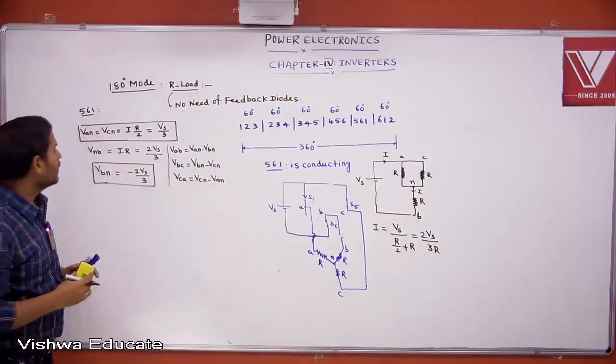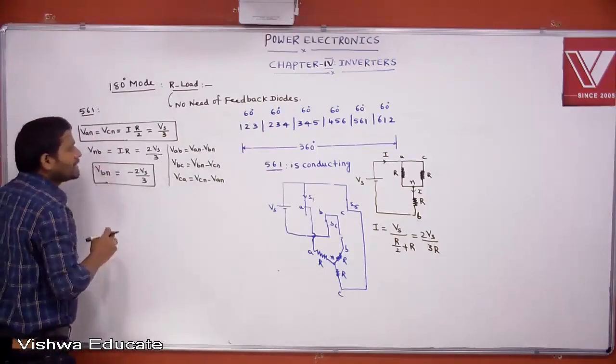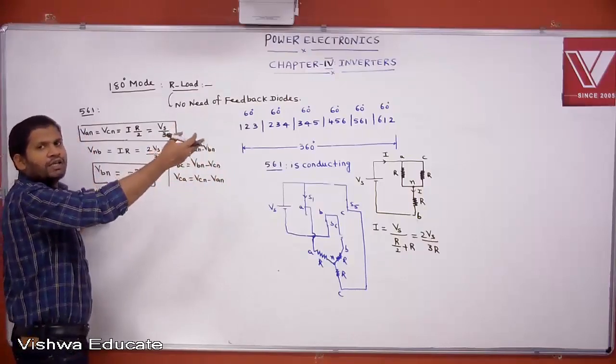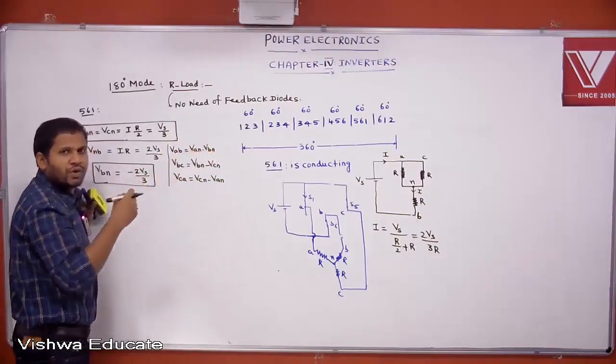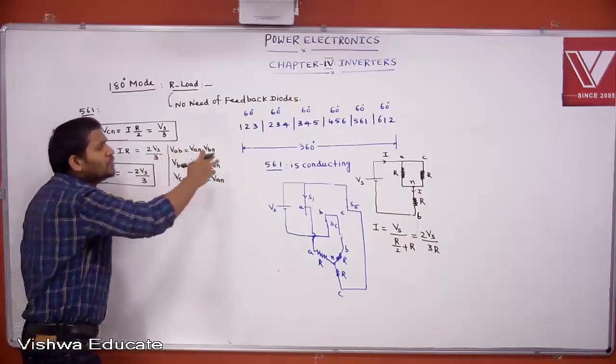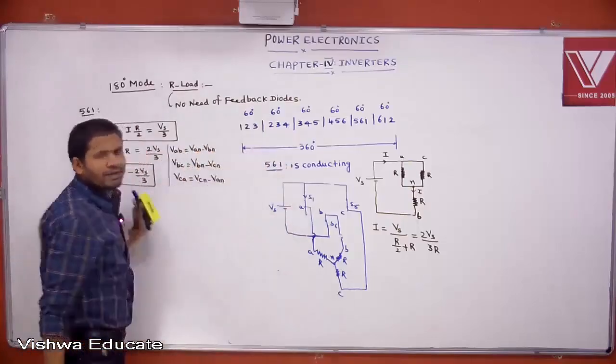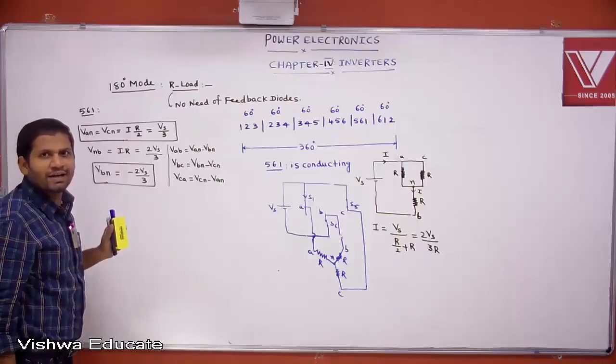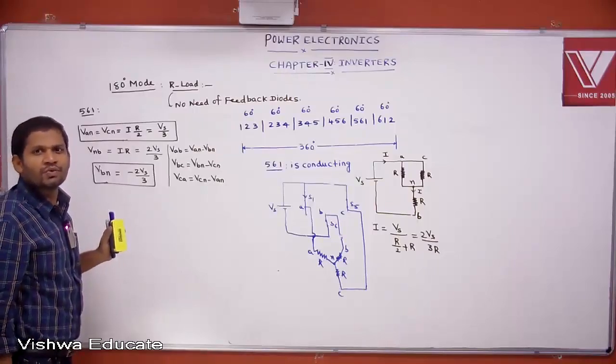Now, if 561 is conducting, similarly, 612 is conducting. What is A phase? What is B phase? What is C phase? That I want to calculate. Similarly, 123, 234, 345, like this. Different pairs of different devices are conducting, and we want to calculate the phase and the line voltages.